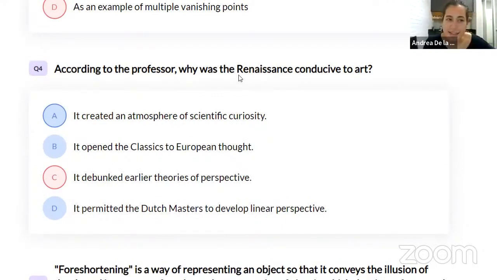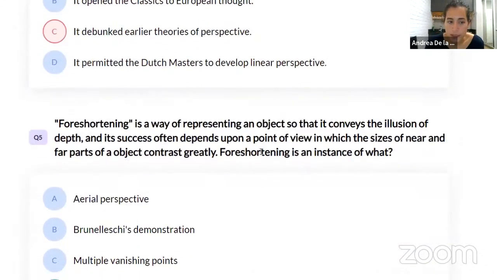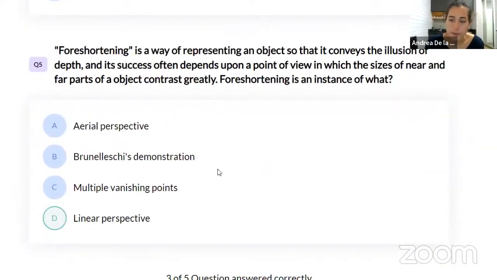Yeah, right. I think that maybe because they make a comparison, right? They say that in Western art, they had no understanding of perspective, but in the Renaissance, they started looking at art in a more scientific way, right? I don't remember their last name, but it was Brunelleschi or Bruno something, that started experimenting with perspective, right? So yes, it wasn't that it debunked earlier theories. And question 5 is good, linear perspective.